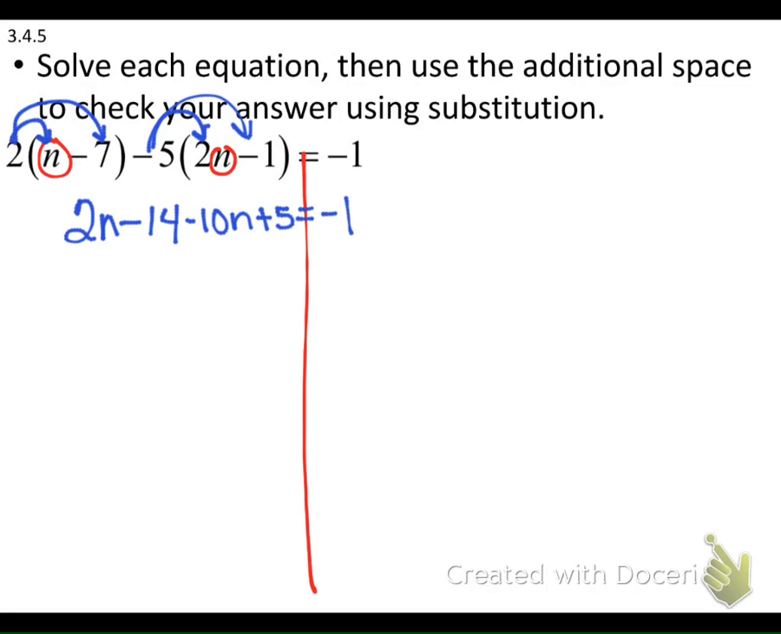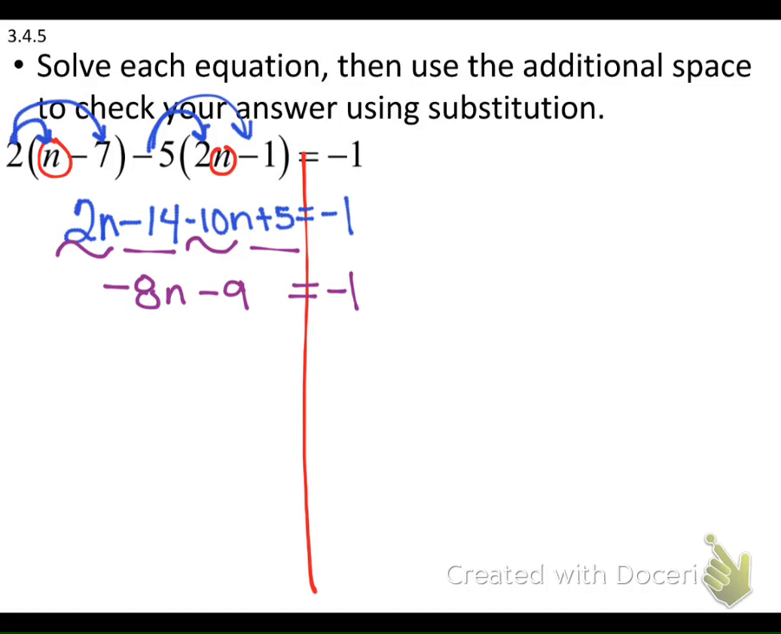The second step of simplifying my equation would be to combine like terms. I always start with the variables in order to combine like terms. So I have 2n and minus 10n. 2n minus 10n is going to equal negative 8n. Then my second set of like terms will be negative 14 plus 5, which will equal negative 9.